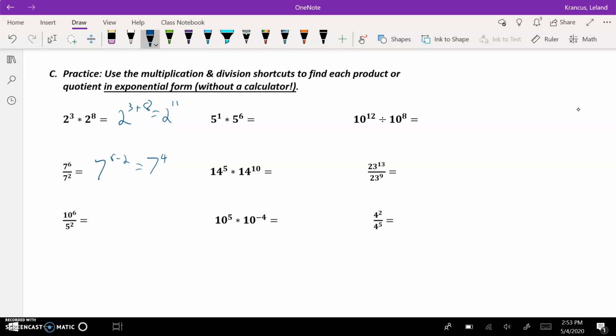And then be careful with these. With these, you can just say you cannot simplify them. So if they don't have the same base, you cannot simplify them to a single base with a single exponent.